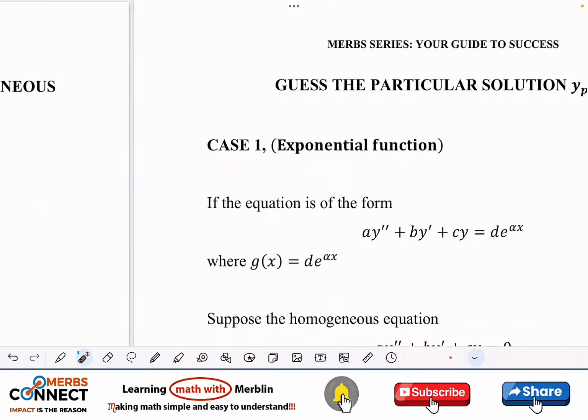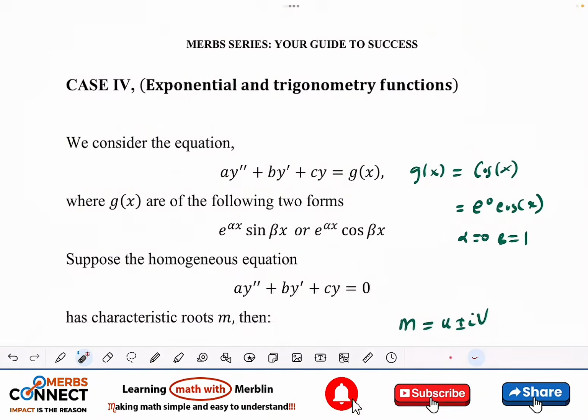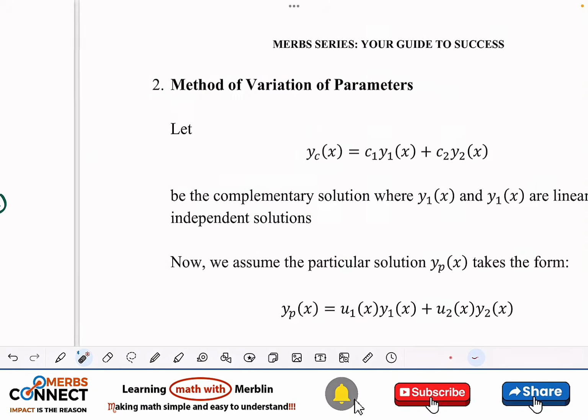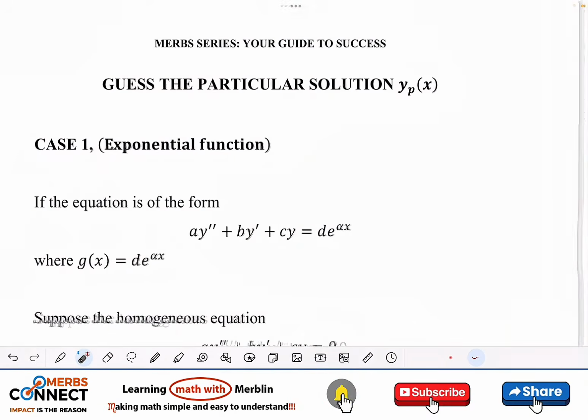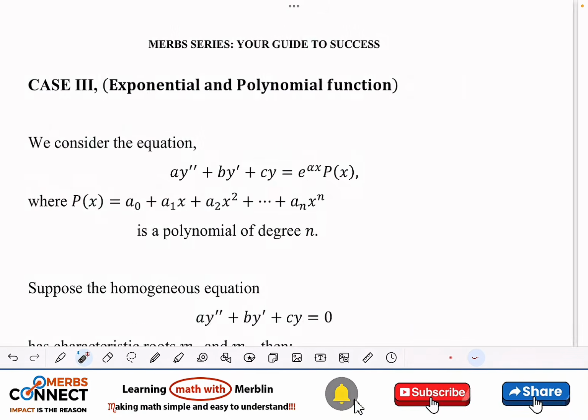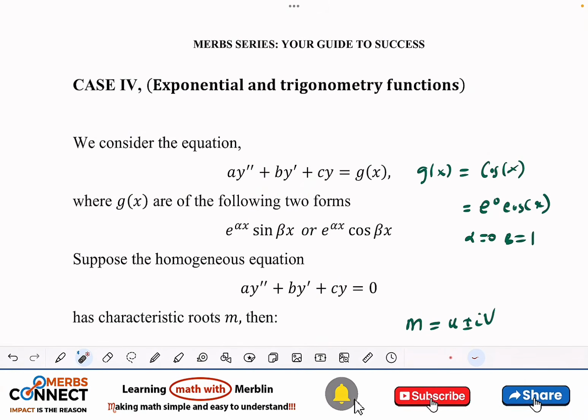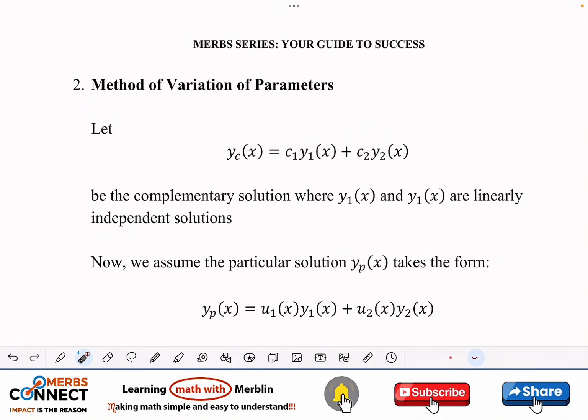Now let's look at the second method. Anytime we are looking at this second method, we are not going to do the guessing that we are doing here. We are not going to use case 1, case 2, case 3, and case 4. We are not going to use them. The method of variation of parameters has its own way of guessing the particular solution. So basically, that's what we are going to look at. The method of undetermined coefficients is the one that we went through. When we take examples, I'll show you.